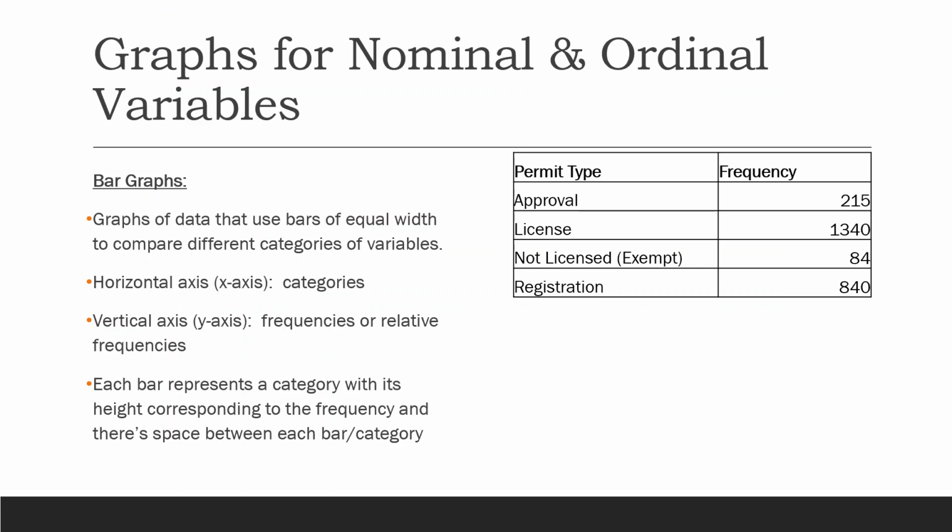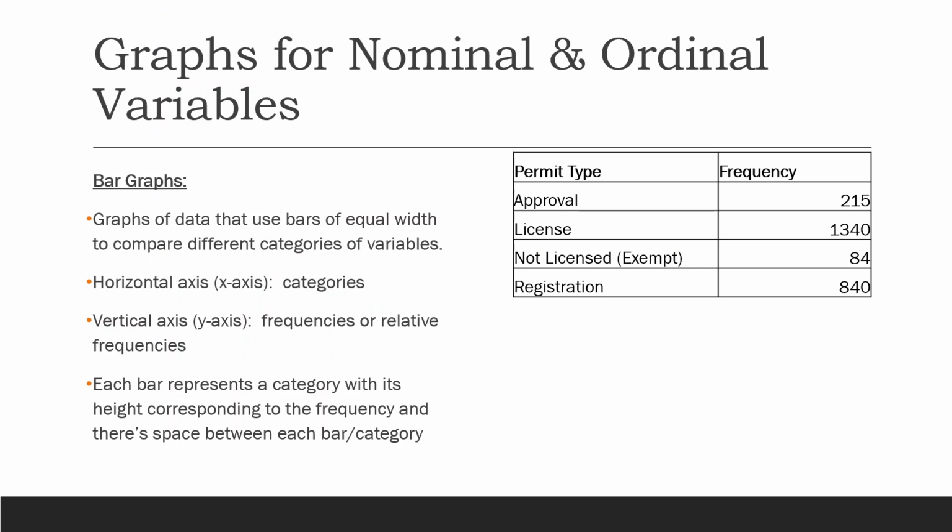So if I go back to a previous example that we've reviewed, which is about child care centers and the different types of permits that they have in the state of South Carolina. We've seen this data set before. This is the frequency table. Well, another way to visualize this frequency table is to use a bar graph.